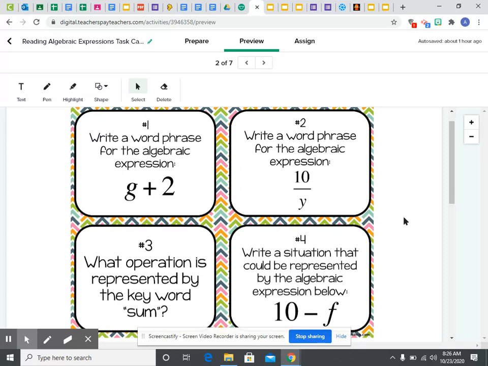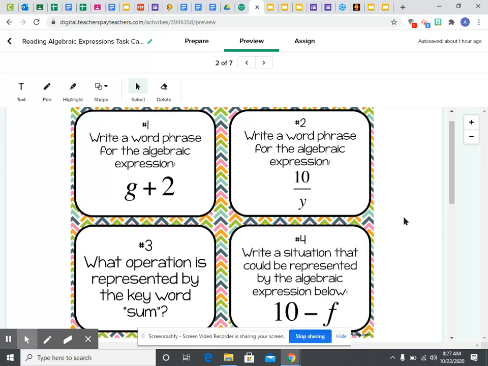All right. If we're looking at number 2, we're going to write a word phrase for this algebraic expression. So if I have 10 over y, what operation am I using? Division. So what could be one word phrase we could do with division? Bailey? The quotient of 10 and y.